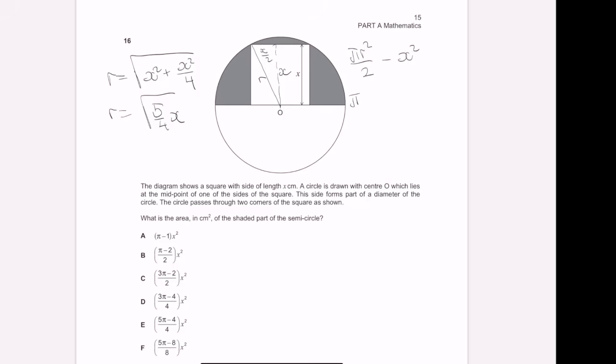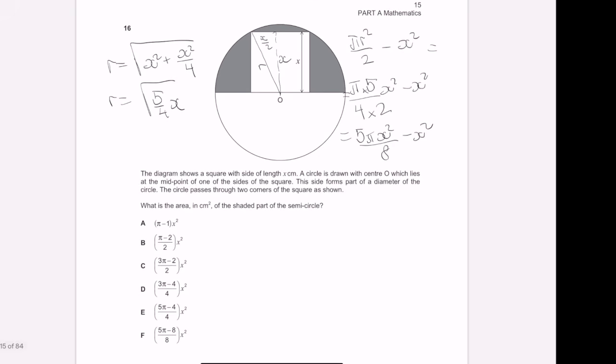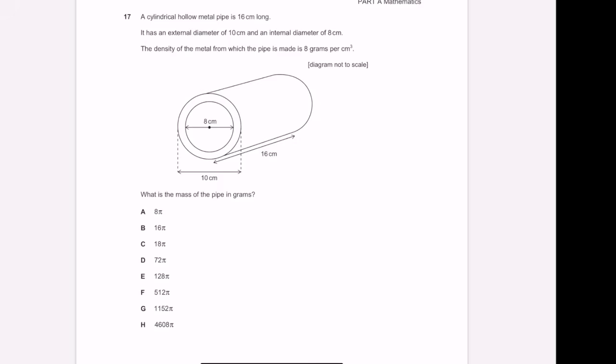So this here is going to be pi. Now r squared is just going to be multiplied by 5 over 4, and then we get a factor of x squared, and let's not forget the factor of 2, take away x squared. This here is just going to give me 5 pi x squared over 8, take away x squared. At this point, we can pretty much inspect the answer, and we can see that if we were to multiply this by 8 and then divide by 8, we're going to get F to be the correct answer.